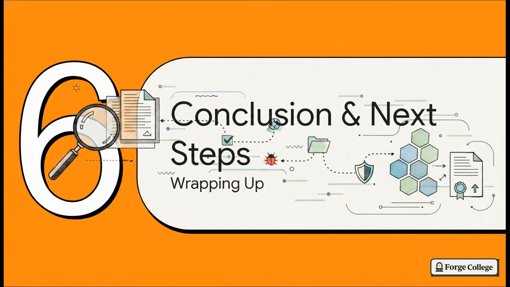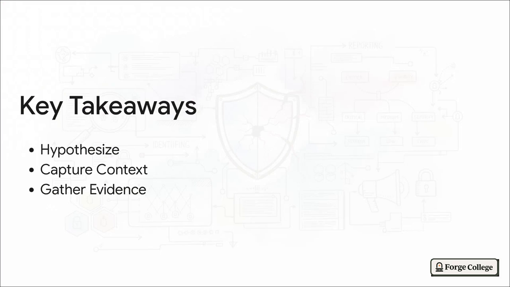Section 6, conclusion and next steps. Let's wrap this investigation up. Okay, here are the absolute key takeaways you need to remember. First, treat every indicator as a hypothesis, okay? Not a guarantee. Second, always explicitly capture any mitigating context so you can rule out those pesky false positives.